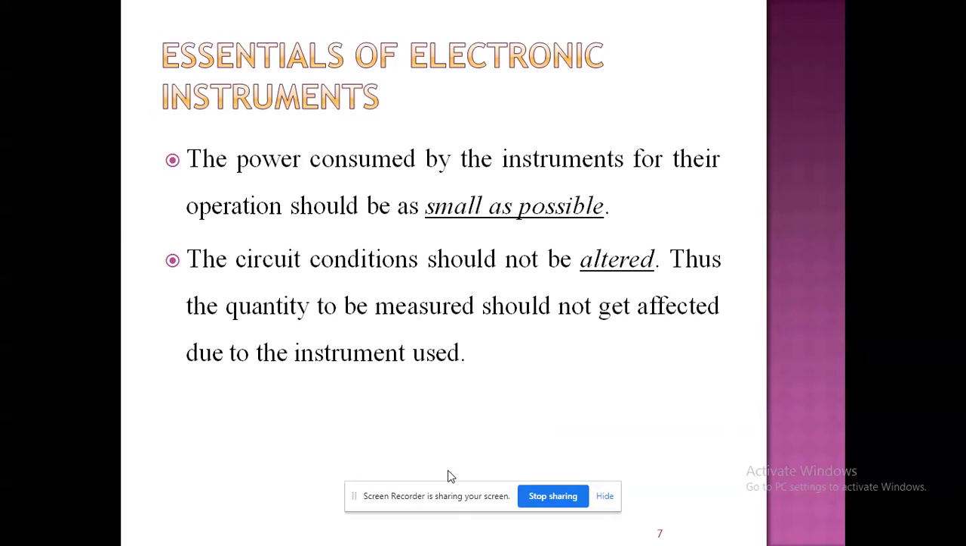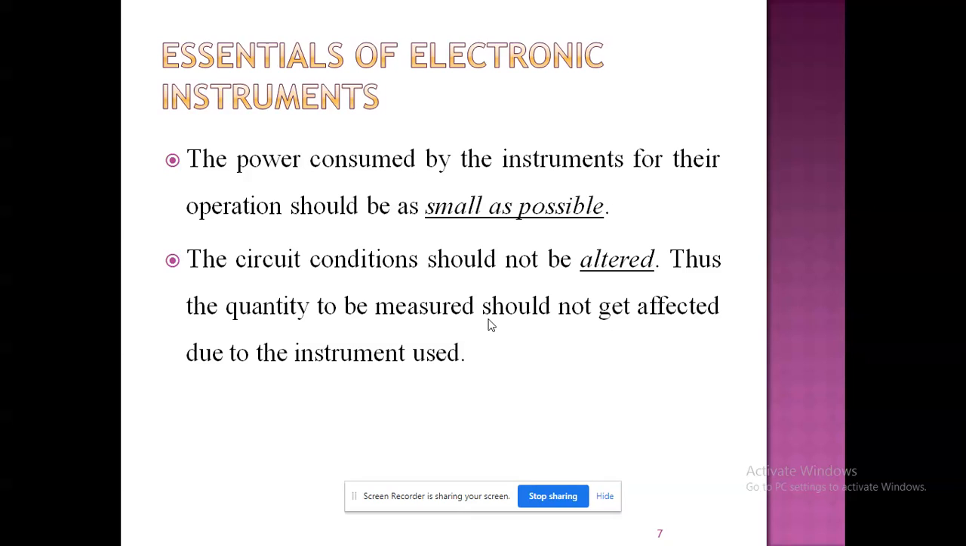Next, let us see the essentials of electronic instrument. There are two main essential requirements for an electronic instrument. The first requirement is the power consumption. That is, the power consumed by the instruments for their operation should be as small as possible. The second requirement is the circuit condition should not be altered. That is, the quantity to be measured should not get affected due to the instrument use. Therefore, these two are the essential requirements of an electronic instrument.